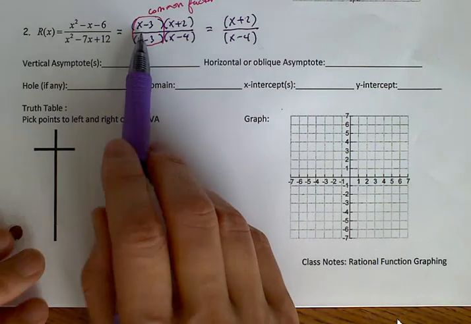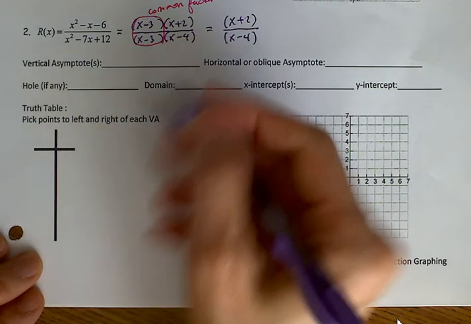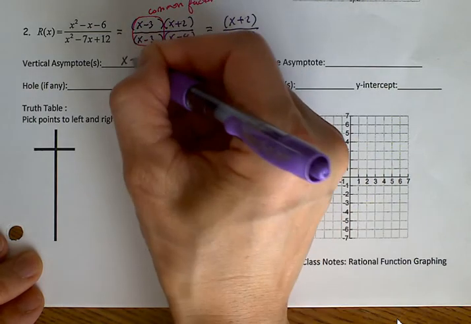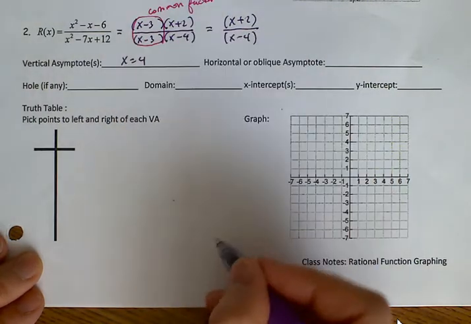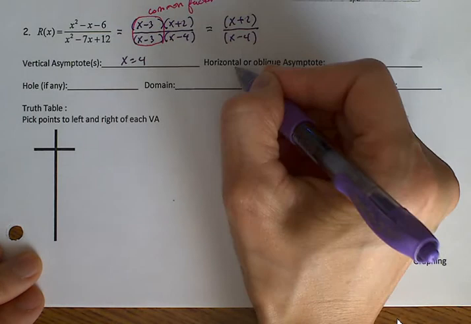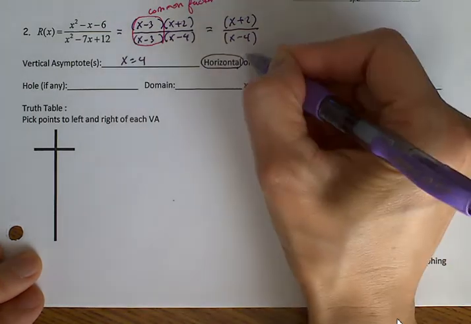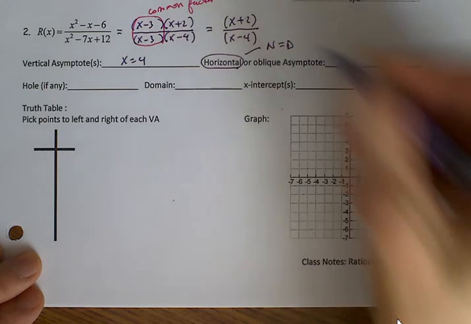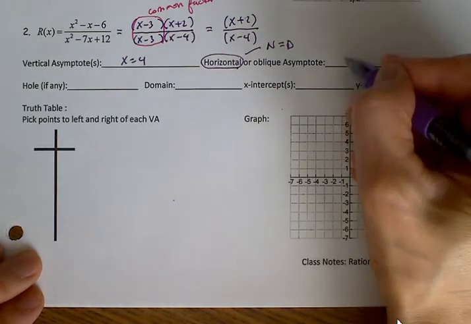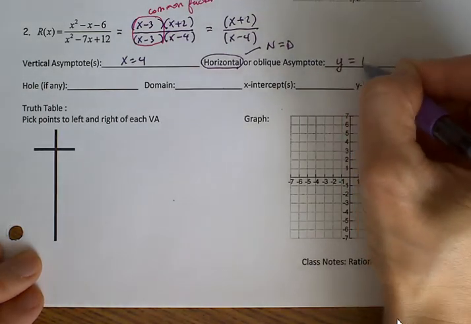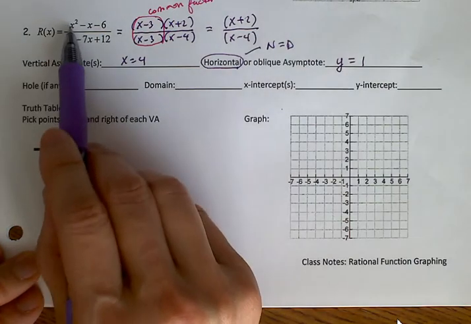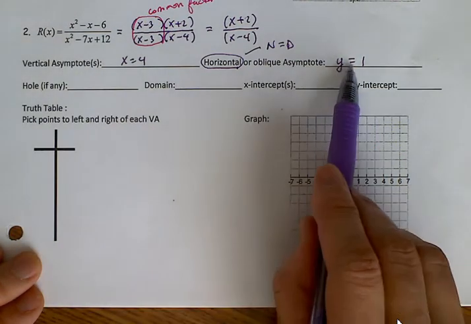Okay, so my vertical asymptote here, I'm going to look at my reduced one, and so that's going to be at x is equal to 4. And I have a horizontal asymptote because my numerator's power is equal to my denominator's. So then I take the coefficient, so that'll be y is equal to 1. All right, so I'm just looking at x squared and an x squared, and then I just look at the coefficients of 1 and 1, so then it's going to be y is equal to 1.